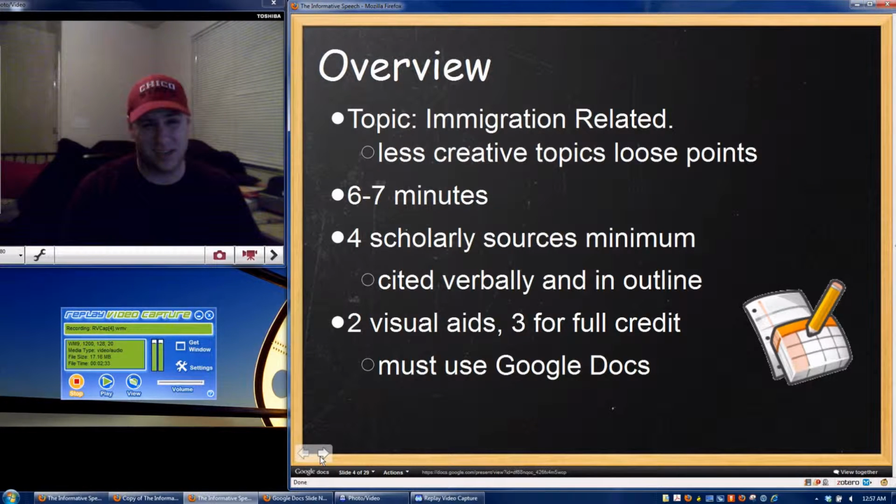Also, PowerPoint sucks, so we're going to use Google Docs so we don't have to wait for Microsoft to quit being a fail. Moving on.